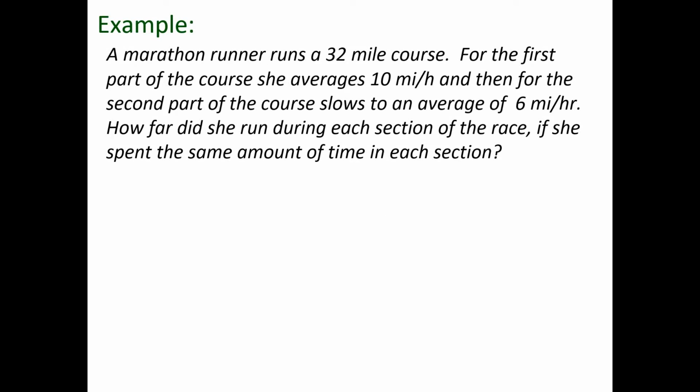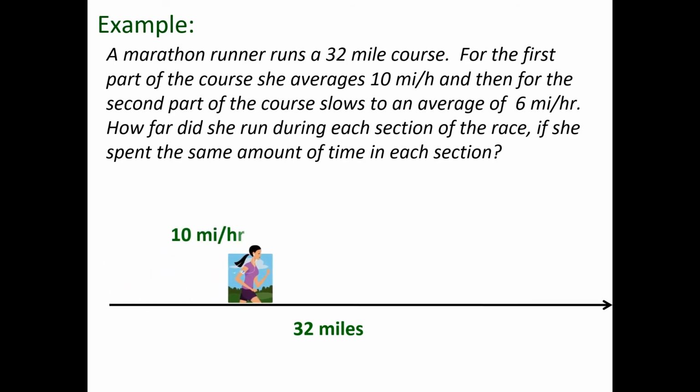All right, here we got a marathon runner. She's doing a 32-mile long course. For the first part of the course, she's averaging 10 miles an hour, and for the second part of it, she's averaging 6 miles an hour. I want to know how far she went in each section of the race if she spent the same amount of time in each section. Time is the same. We got a 10-mile-an-hour section. We got a 6-mile-an-hour section. And grand total, she ran 32 miles. So distance slow plus distance fast is 32.